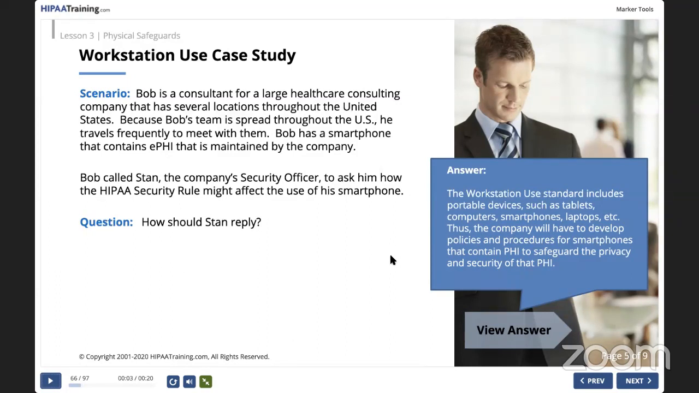Bob is a consultant for a large healthcare consulting company that has several locations throughout the United States. Because Bob's team is spread throughout the USA, he travels frequently to meet with them. Bob has a smartphone that contains EPHI that is maintained by the company.